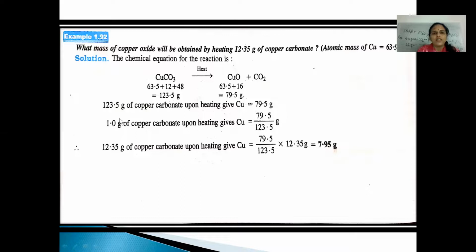So 123.5 grams of copper carbonate upon heating gives you 79.5 grams of copper oxide. It is copper oxide, misprint here. Therefore, 12.35 grams of copper carbonate upon heating will give 79.5 divided by 123.5 into 12.35. And you get this value as 7.95 grams of copper oxide.